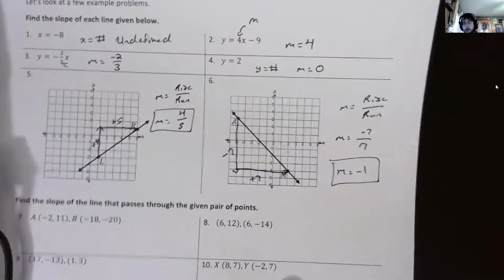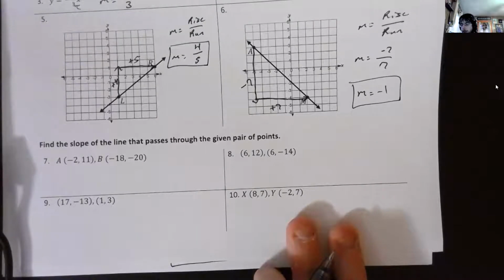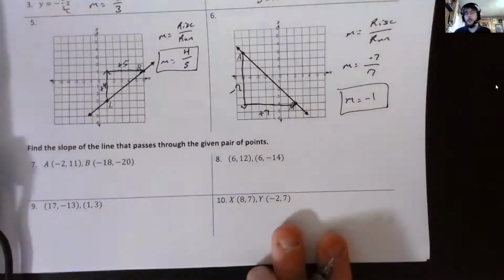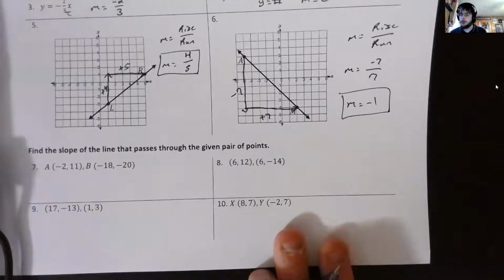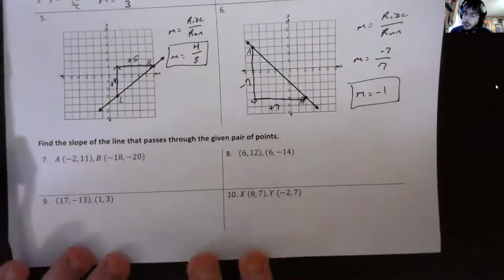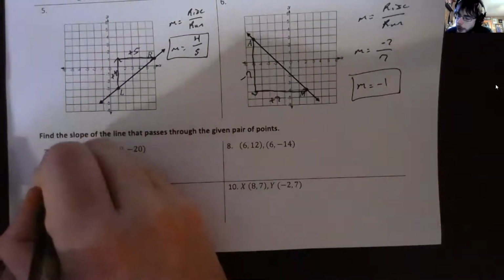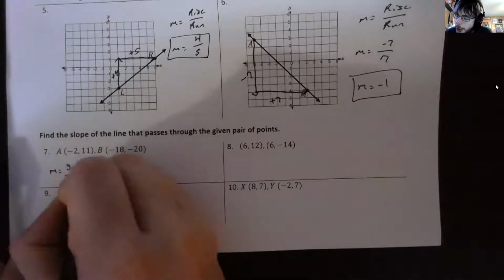All right. Next up, what it wants us to do for the next 4 is find the slope of the line that passes through the given pair of points. So this is where we need to use the slope formula. So let's look at this. So number 7, our slope formula, remember, is m equals y2 minus y1 over x2 minus x1.